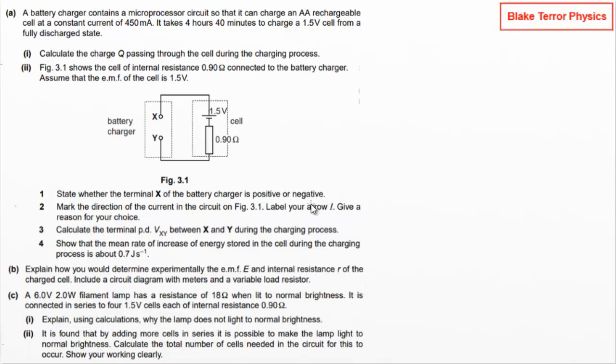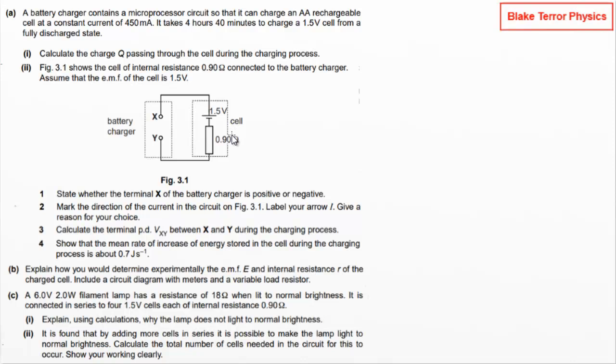Right, this has got quite a lot in it. Battery charger contains a microprocessor circuit, so it can charge an AA rechargeable cell at a constant current, 450 milliamps. Takes 4 hours and 40 minutes to charge a 1.5 volt cell from fully discharged state.